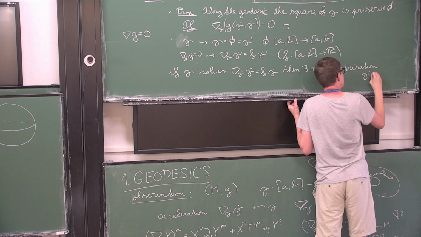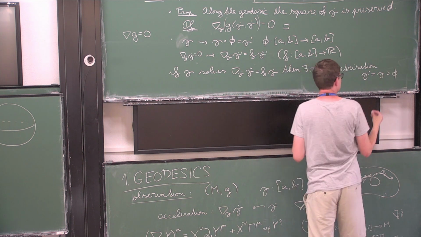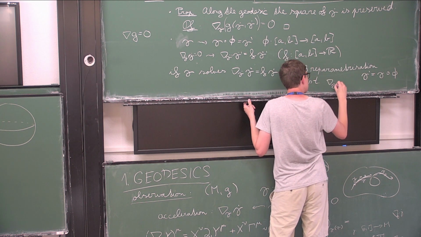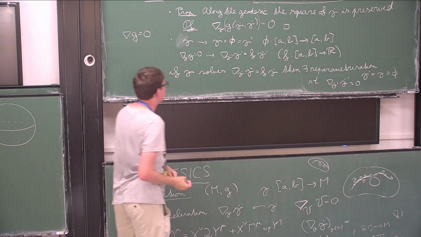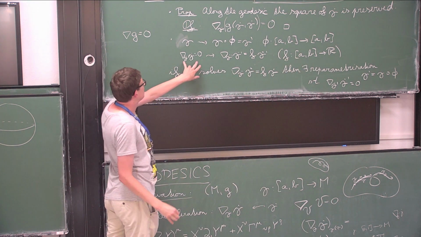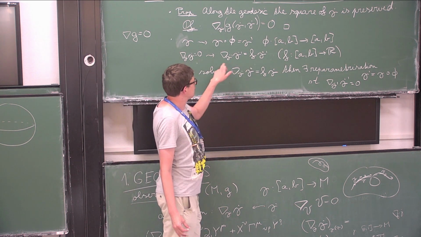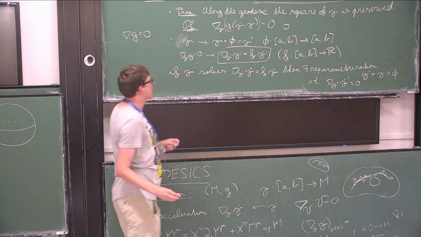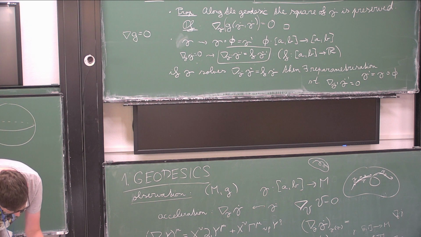So you can define some gamma prime, such that the new gamma prime will satisfy the geodesic equation. The moral of this is that this is the geodesic equation, but also if you ever see something that solves this equation, that's also a geodesic. It's just a geodesic in a wrong parameterization. Okay, this will be important in a second.